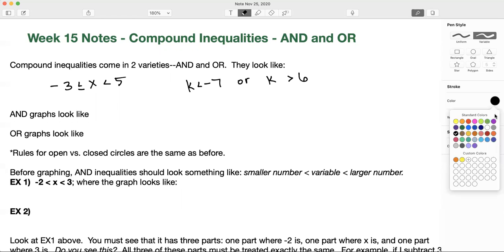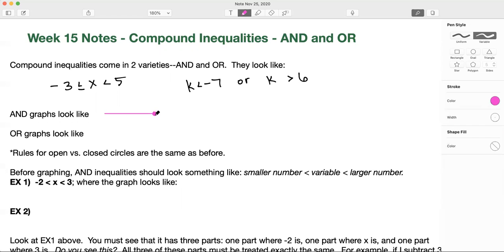Let me draw for you what the graph of an "and" inequality looks like. I'll draw the graph of an "or" in just a second. So an "and" graph looks a little bit like this. I mean, it can kind of take different forms, but it looks kind of like a barbell. If you've ever been to a gym or seen gym equipment like this, you hold part of it and you have a weight on one side and a weight on the other. Well, that's what "and" graphs look like.